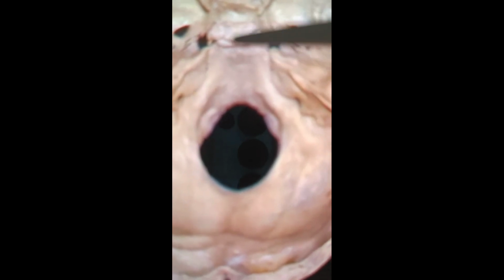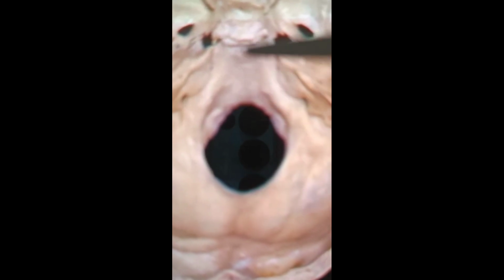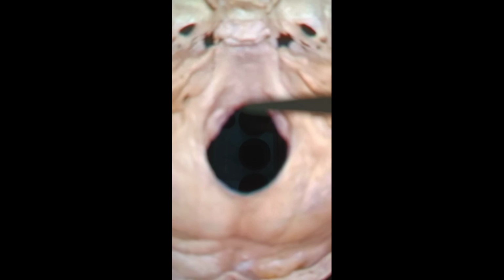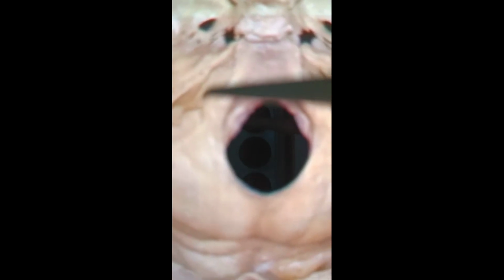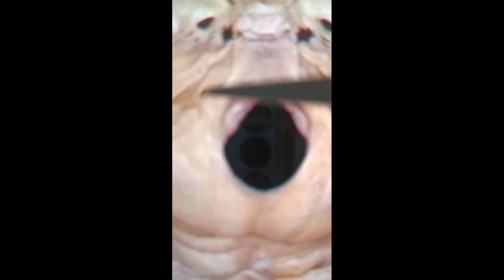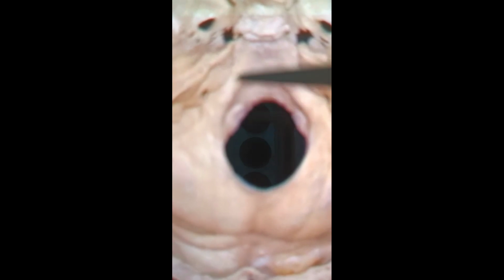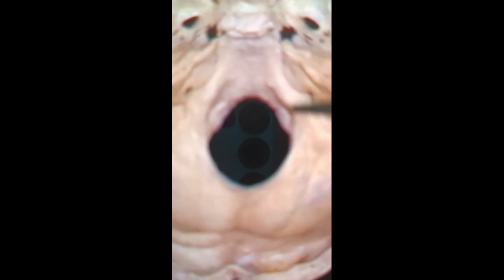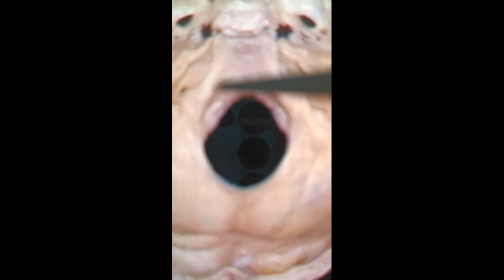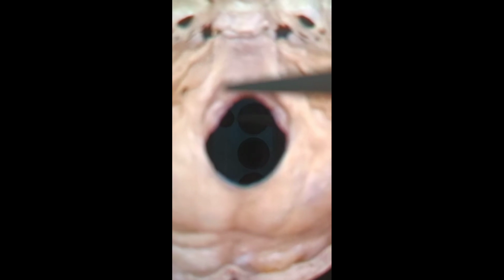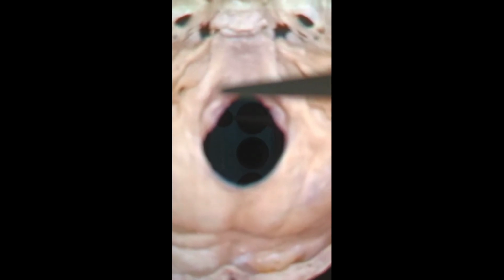Now we come to the posterior cranial fossa. Here you have the dorsum sellae. Here you have the internal acoustic meatus through which passes the 7th and the 8th nerve. Here you can see the occipital condyles which articulate with the atlas. Here you have the anterior and posterior hypoglossal canal. Hypoglossal nerve is the 12th nerve and it passes through the anterior hypoglossal canal.